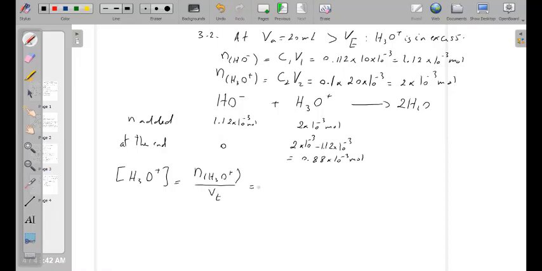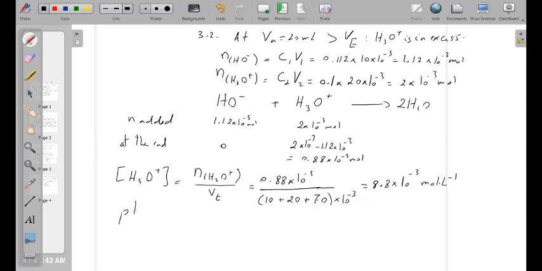Then concentration of H3O plus equal number of mole of H3O plus over total volume V total, equal 0.88 times 10 negative 3. Our V total is the volume of base, which is 10, the volume of acid, which is 20, and the volume of distilled water added to immerse the electrode of pH meter, which is 70. In total, we multiply by 10 negative 3. Equal 0.88 over 100 equal 8.8 times 10 negative 3 mole per liter. This is the concentration of H3O plus in the solution when we added 20 milliliter of HCl.